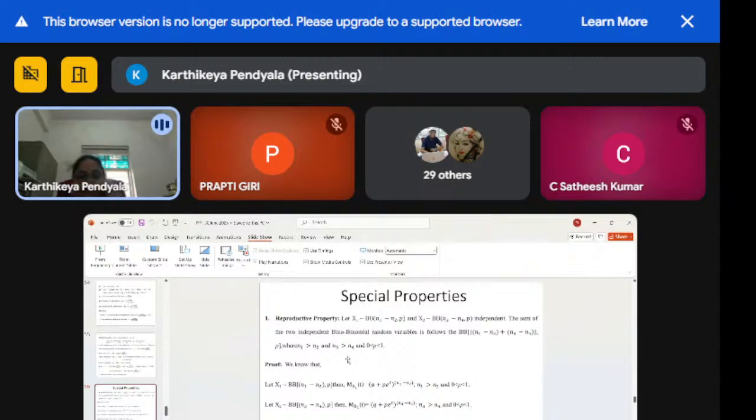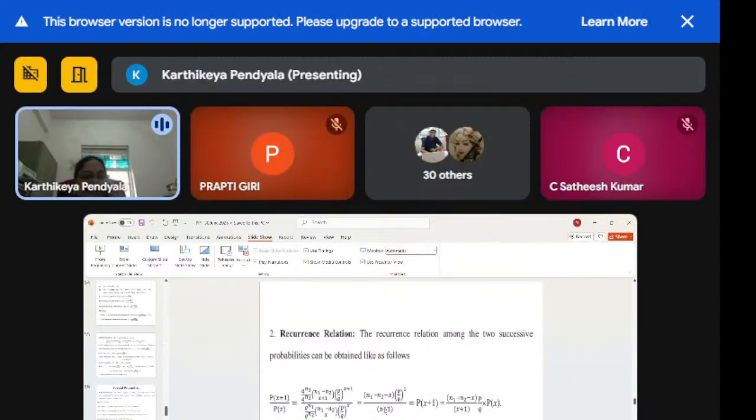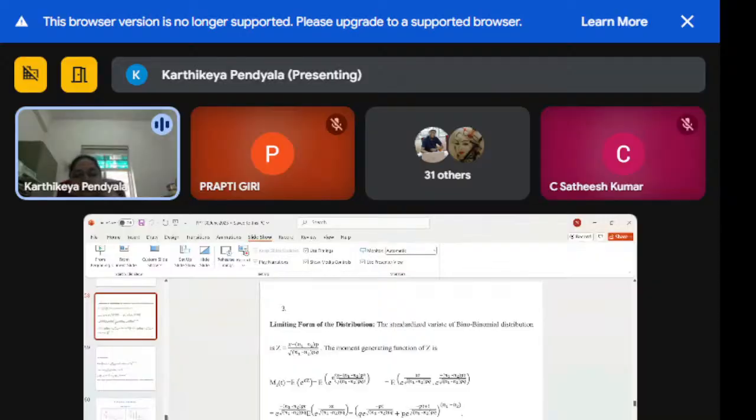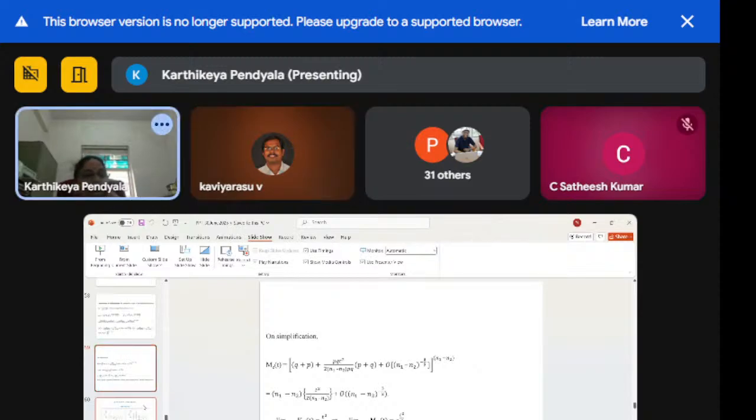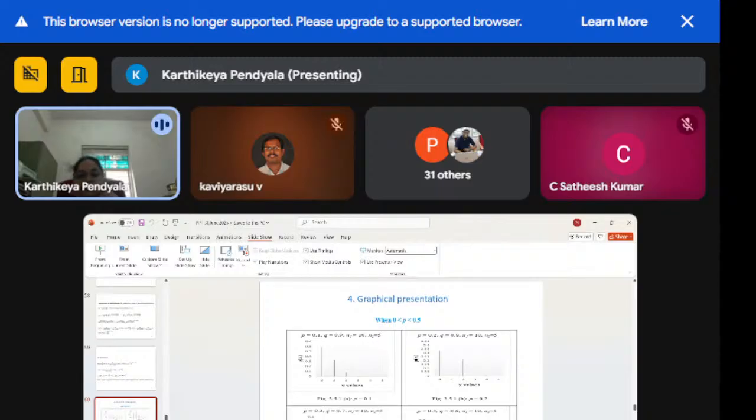And special properties like reproductive property, recurrence relation, limiting recurrence relation, and the limiting form of the distribution are also derived, like the binomial distribution. It goes to normal distribution, and this is the graphical representation of this newly derived distribution, the ratio based distribution.